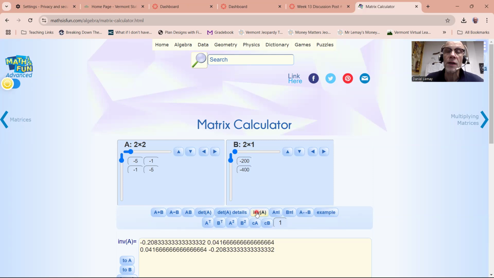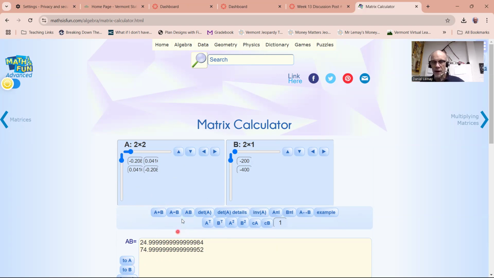So I'm going to inverse. There's the inverse of that matrix. And then what you want to do is save that matrix to matrix A, and then we're going to multiply A times B. So this is A inverse now times B. And there's the answer. And of course, the calculator is probably doing base 10 to hexadecimal and then back to base 10. So 25 and 75 are what the values are.